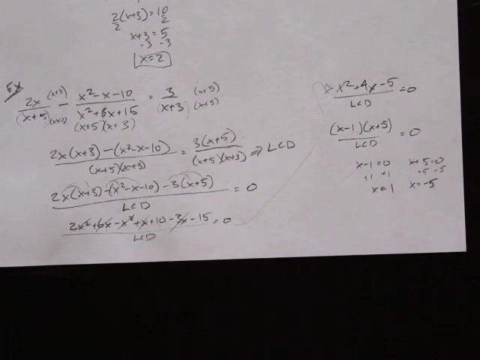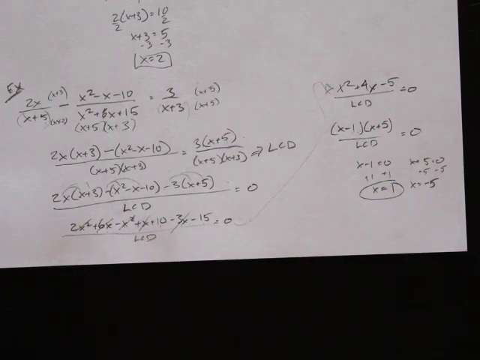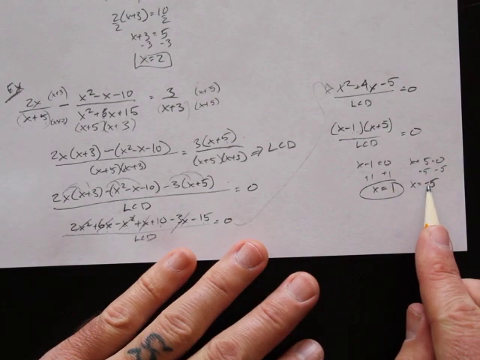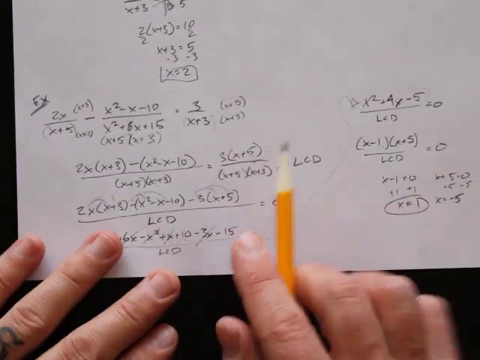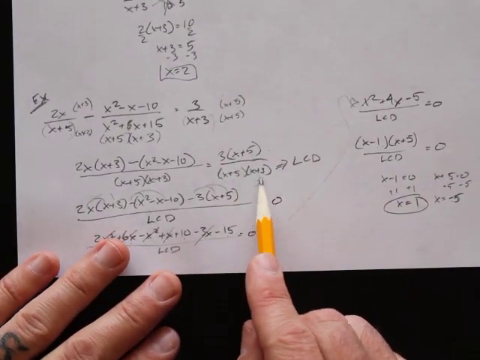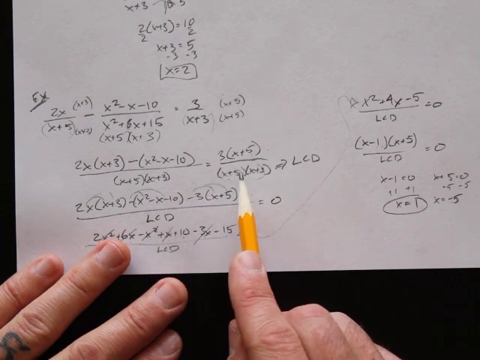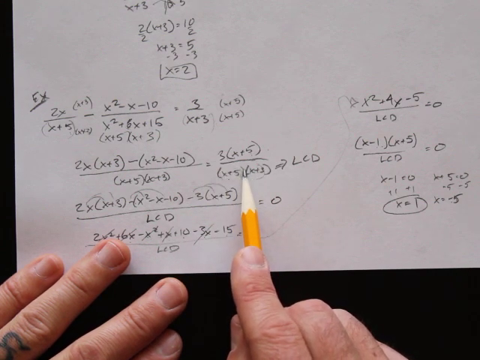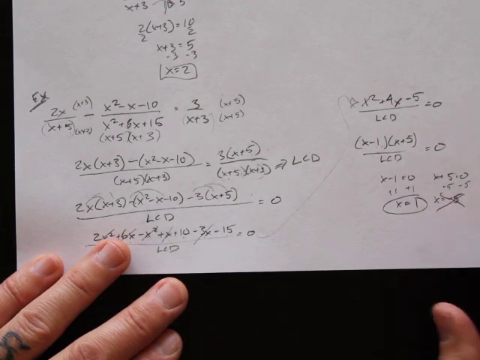Now, we're going to see that this is the only answer that works because negative 5 is not going to work. Look at our least common denominator here, x plus 5, x plus 3. If I put negative 5 in here, then the denominator would be 0, and we can't have that. And so x equals negative 5 doesn't work.